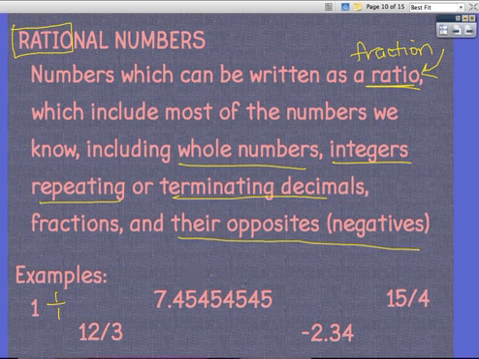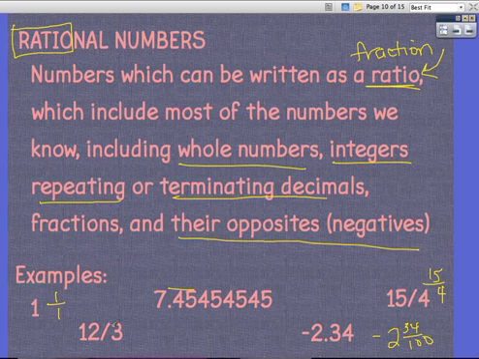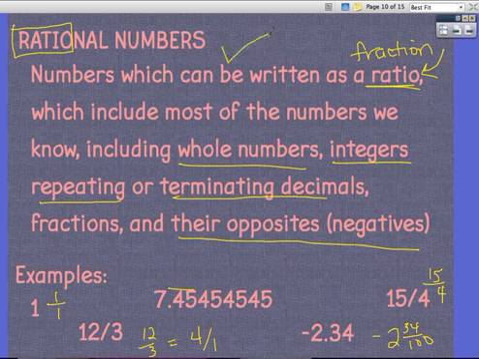Here is our repeating decimal, so it falls into the category of rational. Here, if I was to write this on top of each other, which looks nicer, 15 over 4. Here I have negative 2 and 34 over 100, which would simplify. And here I've got 12 over 3, which also is 4 over 1. All of these can be written as ratios, so they are all rational numbers.